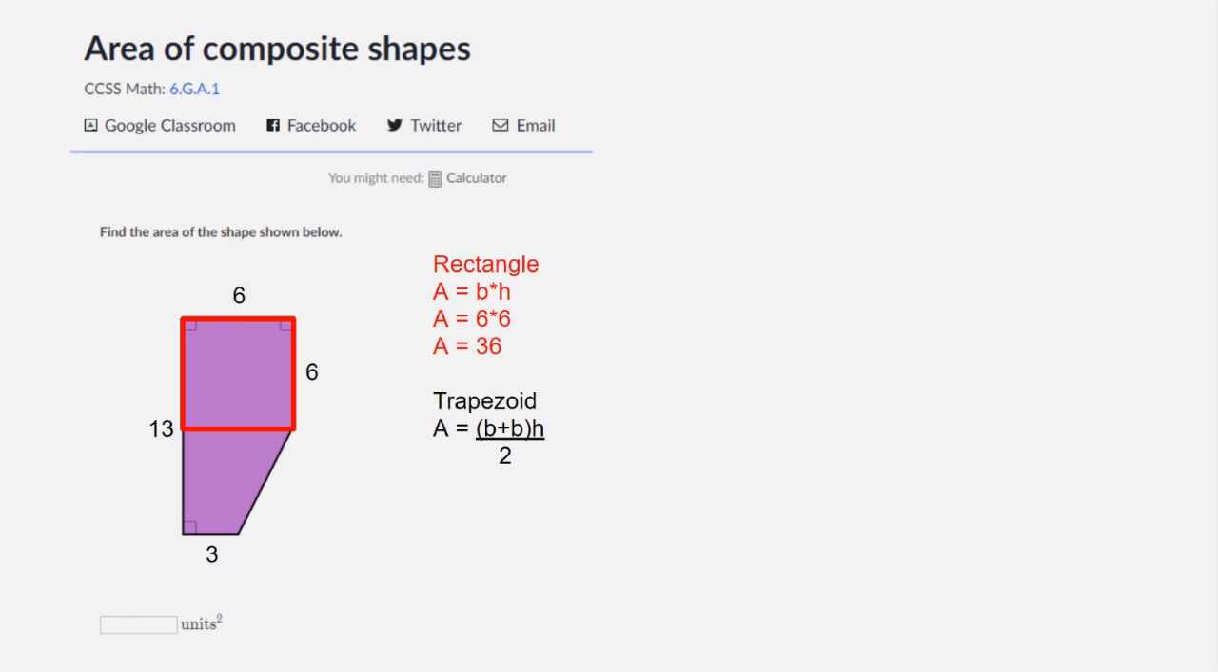The height on the trapezoid is not 13. It's whatever is left over when I take 6 away from 13. So the height is 7, because 13 minus 6 is 7. Plug everything in, and you get 9 times 7, which is 63, divided by 2, is 31.5. So the composite area is when you add these two shapes up. So 36 plus 31.5 equals 67.5 units squared.